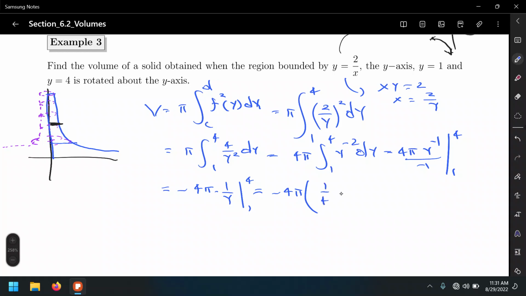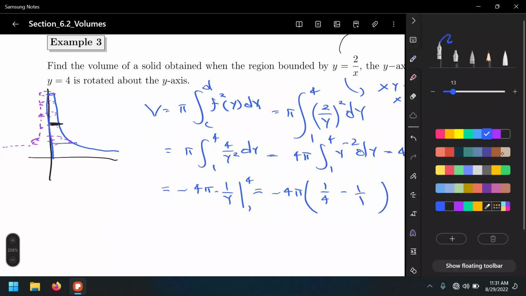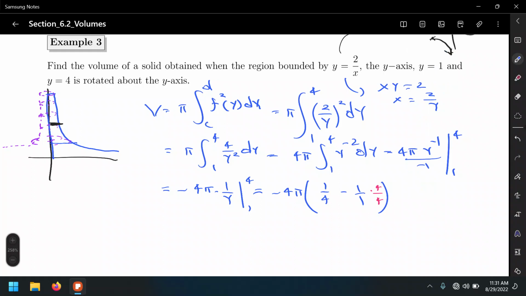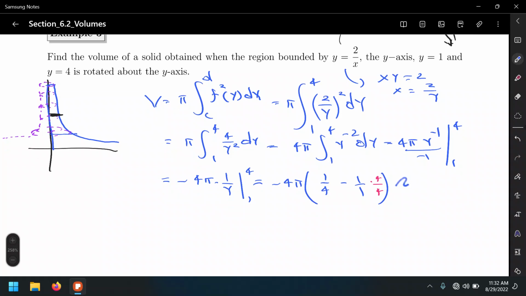So that's 1 over 4 minus 1 over 1, and to combine these two together, write 1 as 4 over 4, so we have the same denominators to combine the fractions. What's 1/4 minus 4/4? Negative 3/4.